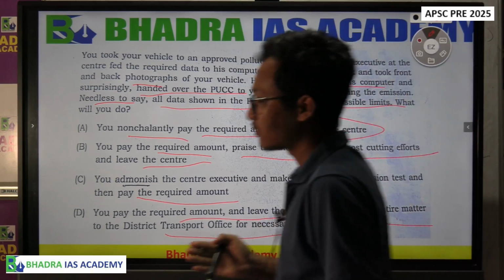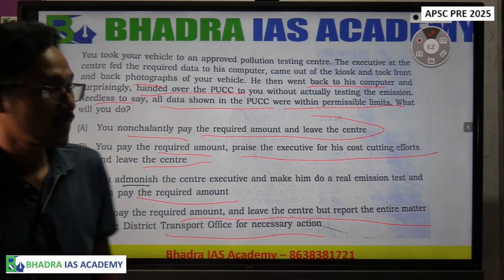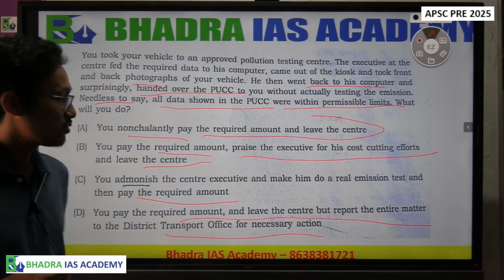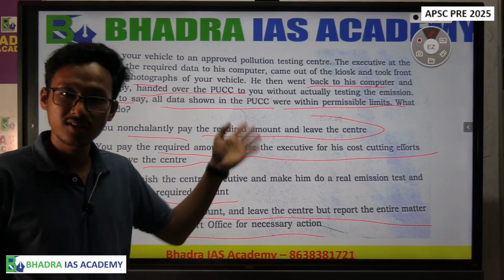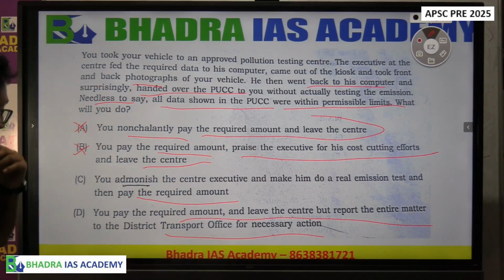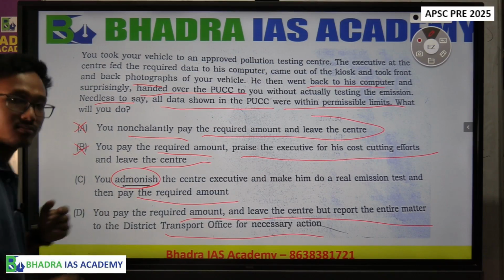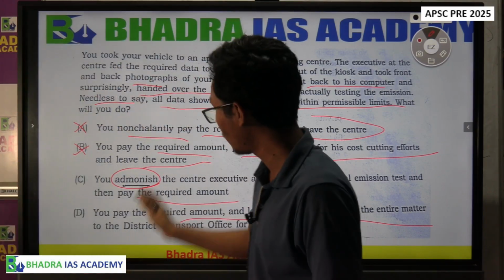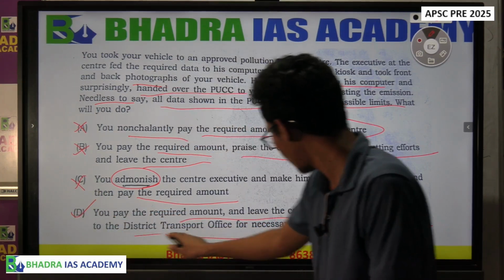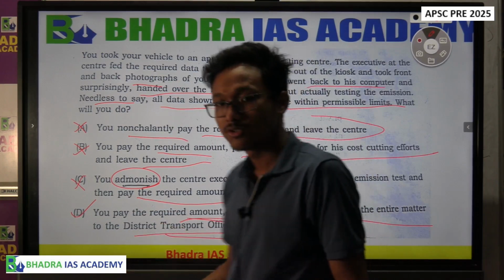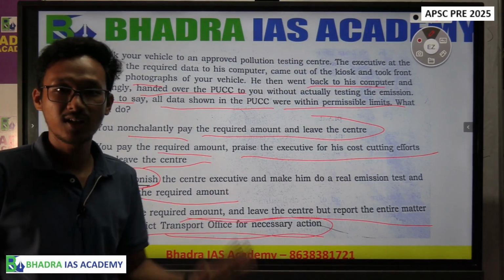So here the options are. Based on our discussion in class, I directly eliminate this option. Because we ourselves are involving in a scam, this will not be right. Then where it says admonish, that means threatening him, that will not be right either. That means this is the best option. Since we inform the district transport officer to take necessary action, that will also help in resolving the issue.